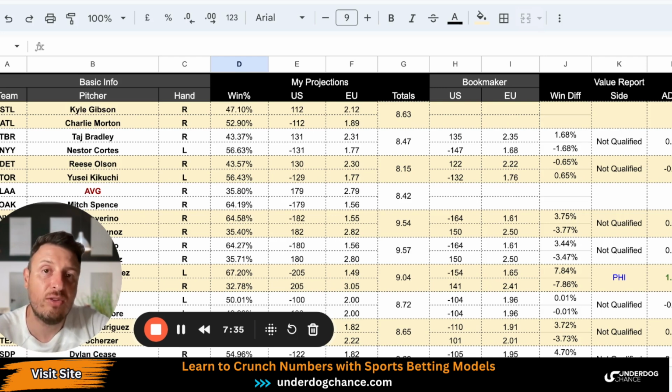I knew that I needed to find the value. I need to take the numbers and information, turn them into probabilities, and then find the discrepancy between the bookmakers and my betting model, and then it was successful. And this concept will stay forever, in anything you do.